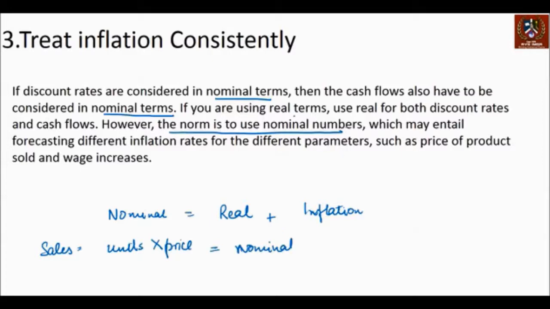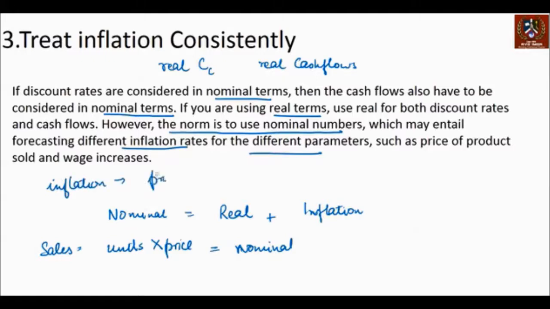However, it is absolutely fine if you are using real terms. But in that case, you have to use real for both the discount rate. So you have to use a real cost of capital and you have to use real cash flows where you adjust for inflation in both of them. Now, you may need different inflation rates for different parameters if you're using nominal numbers. That's because you have to price in different things like prices of goods sold or wage increases or manufacturing cost increases or marketing cost increases. They could be different. So when you're projecting this, inflation numbers need to get projected.